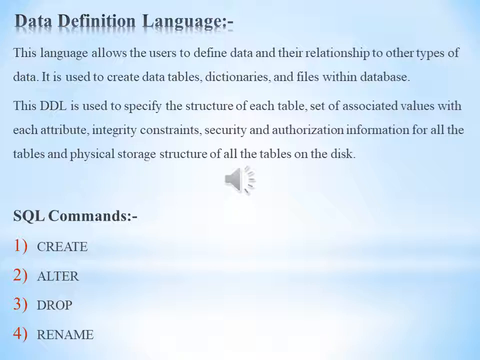What is the meaning of alter? Alter means you can change or modify your tables. It is used to alter the structure of the database, and this change could be either to modify the characteristic of an existing attribute or to add new attributes.